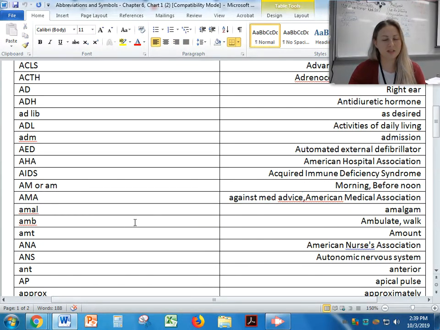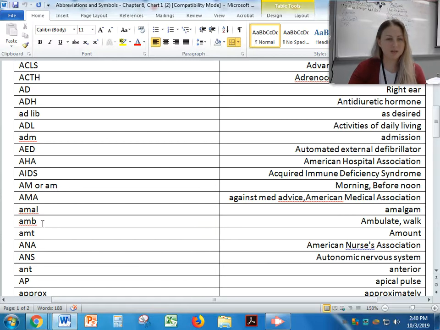Amalgam, so this is abbreviated as AMAL. Technically it means a mixture, but we call amalgam specifically a tooth filling, like the silver ones that we used to get. It's made out of amalgam. So that's just the word for it.